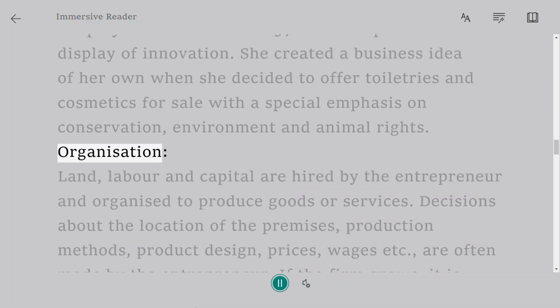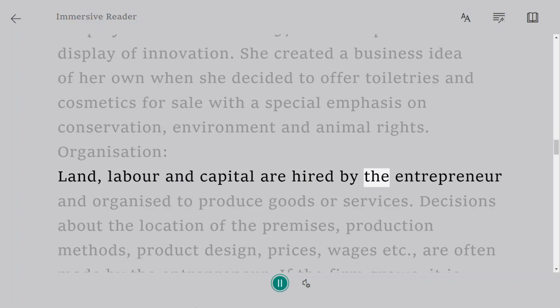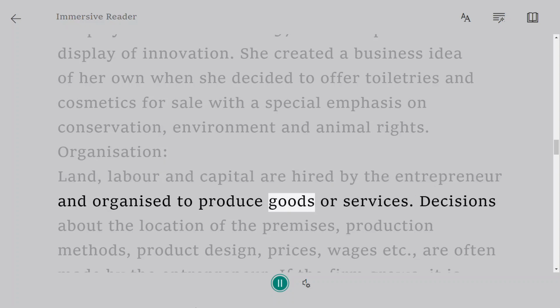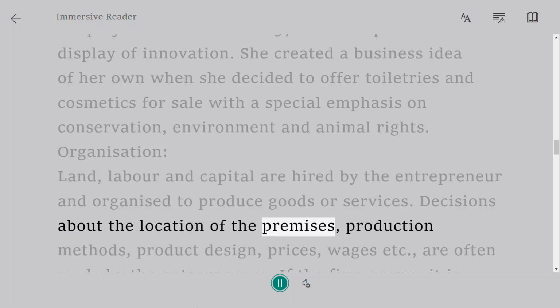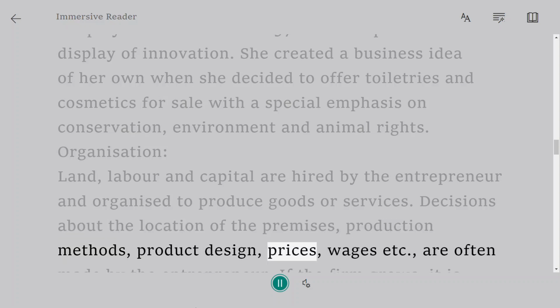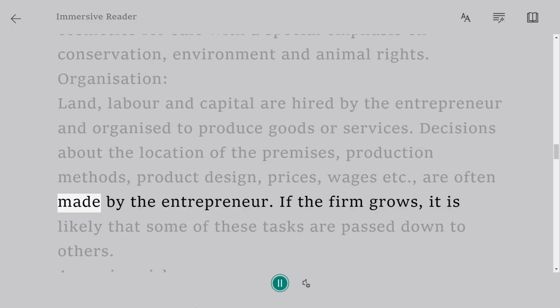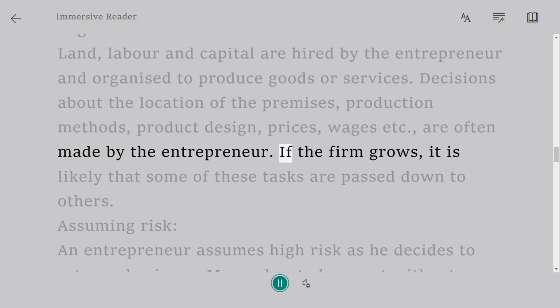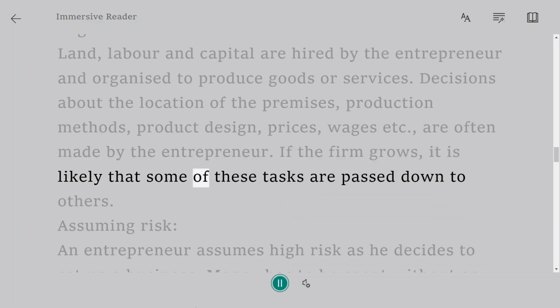Organization. Land, labor, and capital are hired by the entrepreneur and organized to produce goods or services. Decisions about the location of the premises, production methods, product design, prices, wages, etc., are often made by the entrepreneur. If the firm grows, it is likely that some of these tasks are passed down to others.